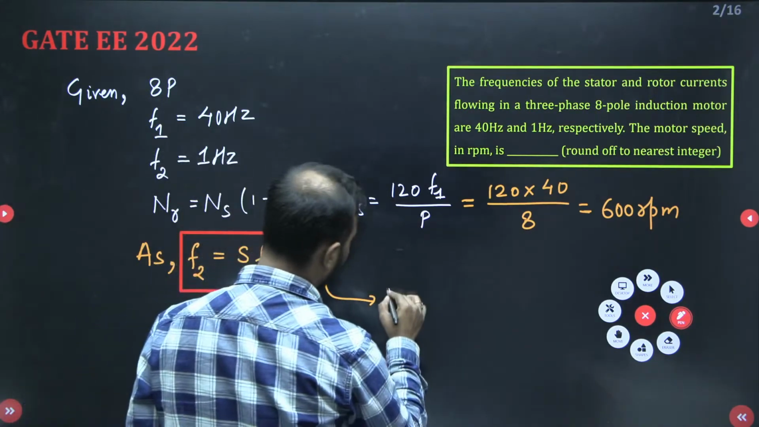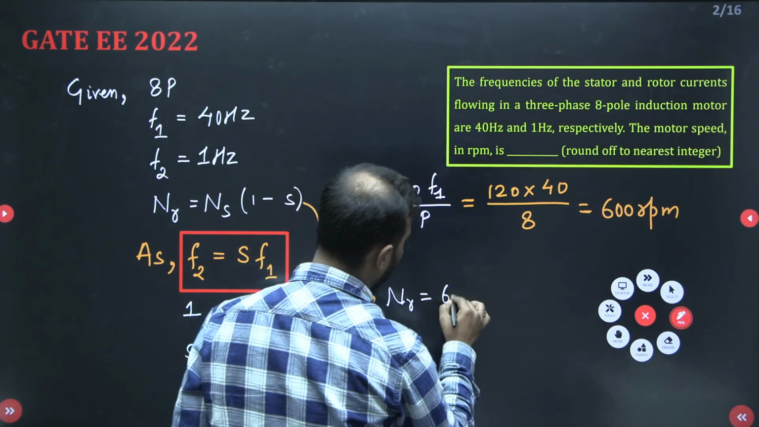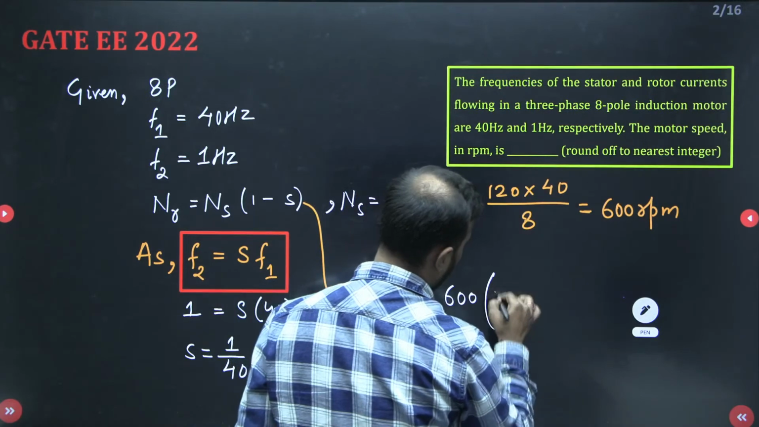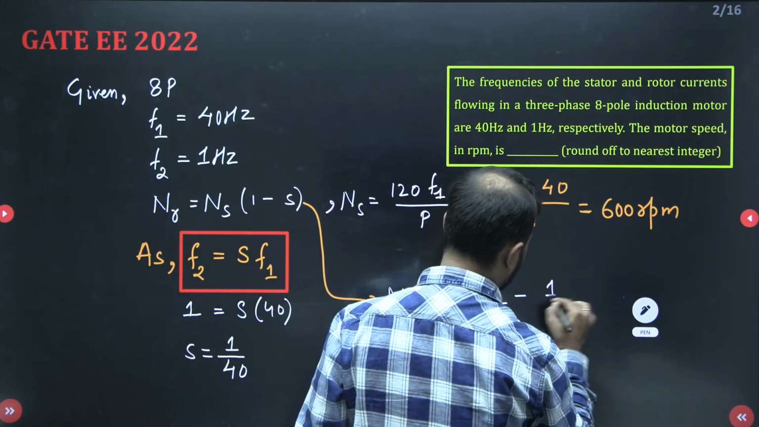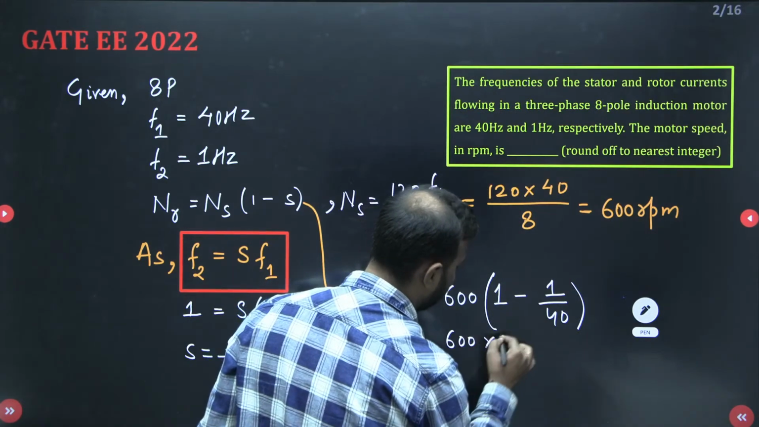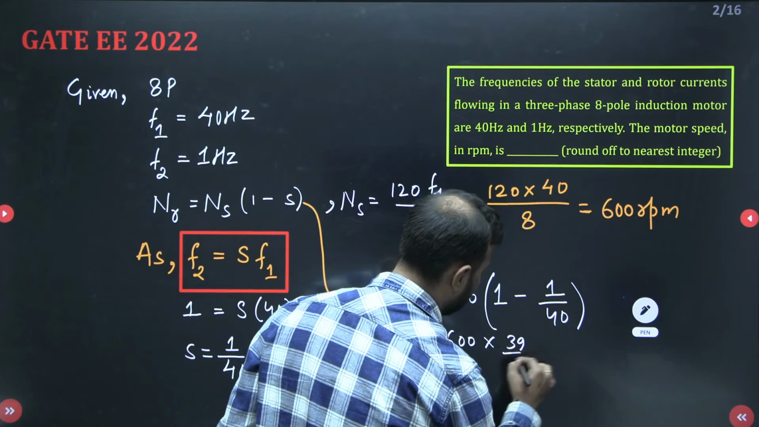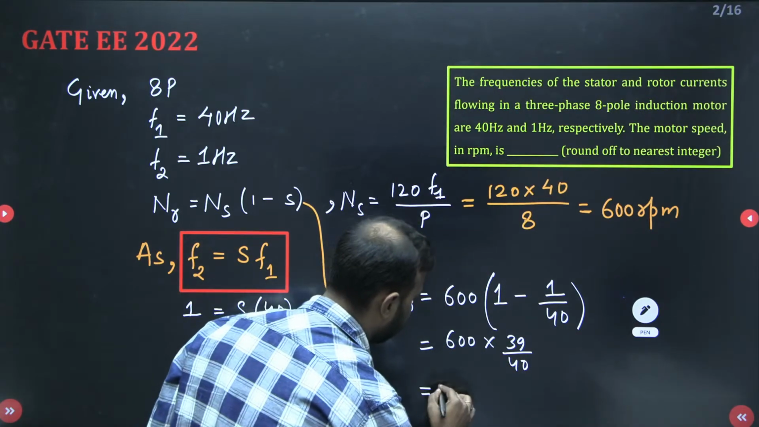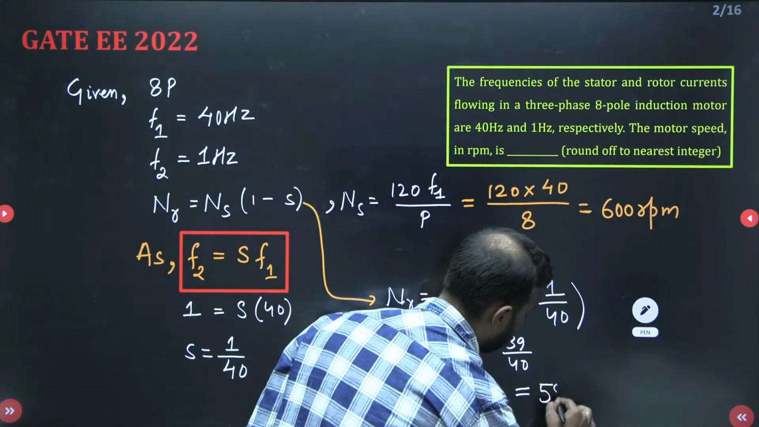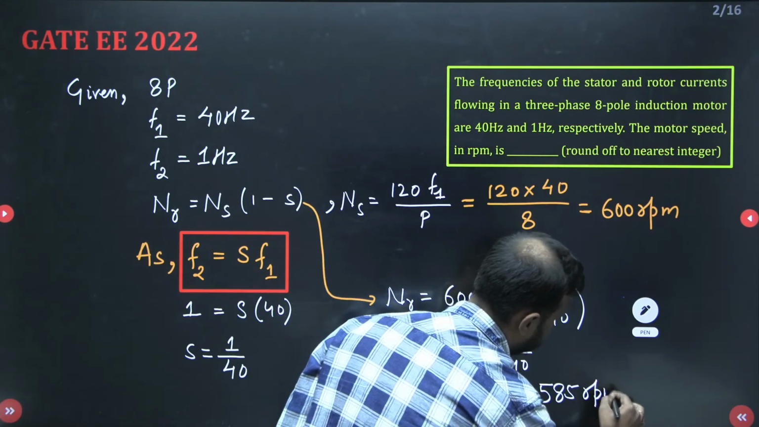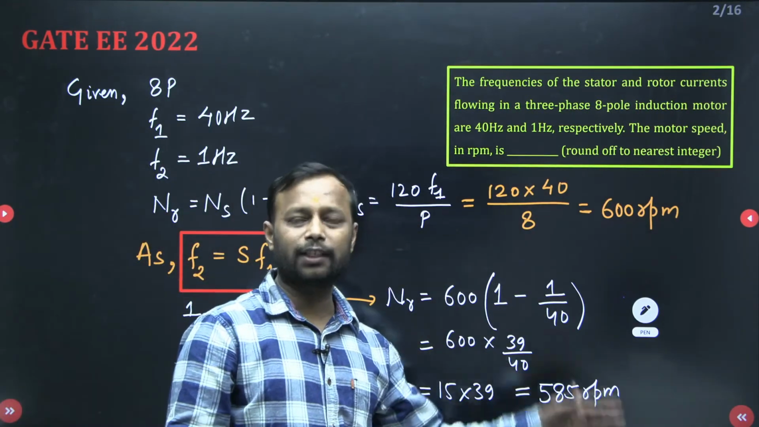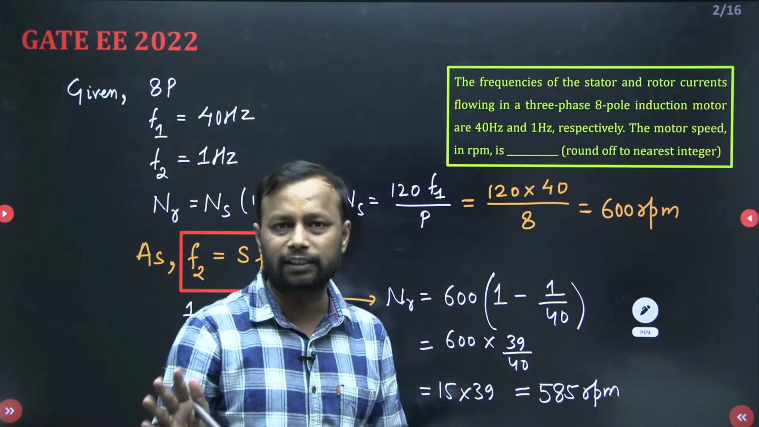So your NR is equal to 600 times (1 minus 1 by 40). So this is equal to 600 into, taking the LCM, 39 by 40. So this is equal to 15 into 39, which is equal to 585 RPM. See the solution part. It is very simple. Even this question can be solved in the mind itself.